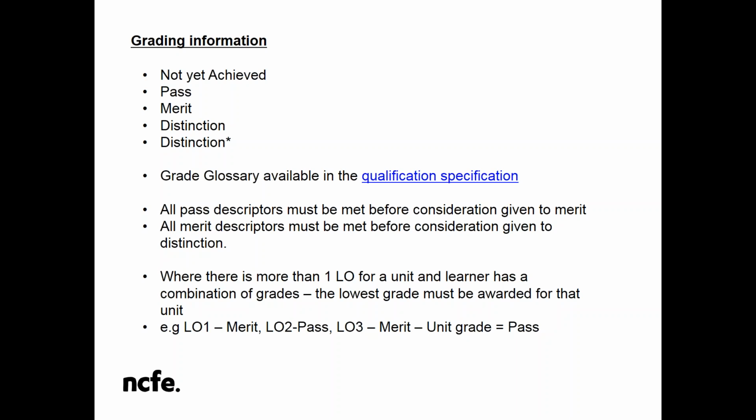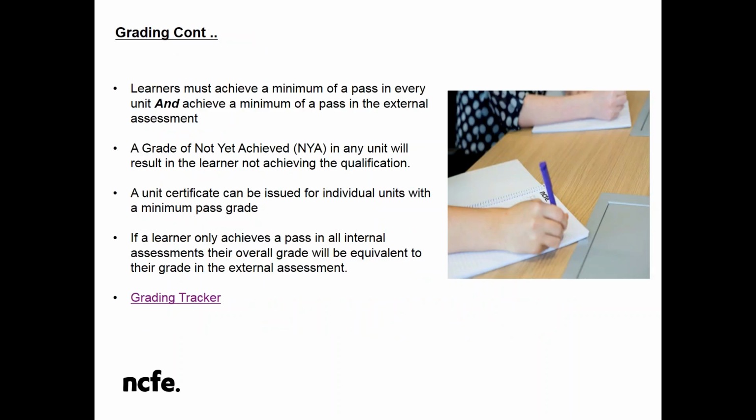Where there's more than one learning outcome for a unit and the learner gets a combination of grades, it's the lowest grade that must be awarded. So, for example, if in one of the units you've got 3 learning outcomes and the learner gets a merit, a pass and a merit for each of those 3 learning outcomes, the unit grade will be considered to be a pass. And again, that's another important thing to take into consideration.